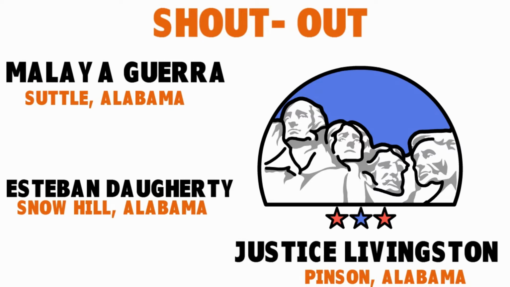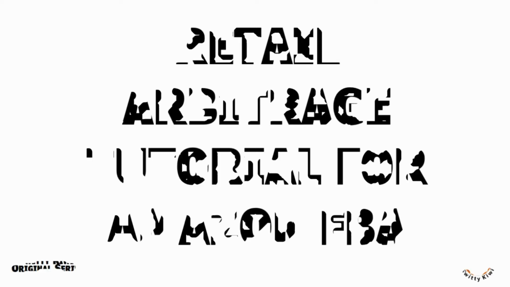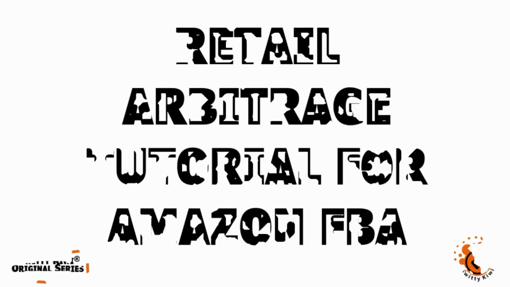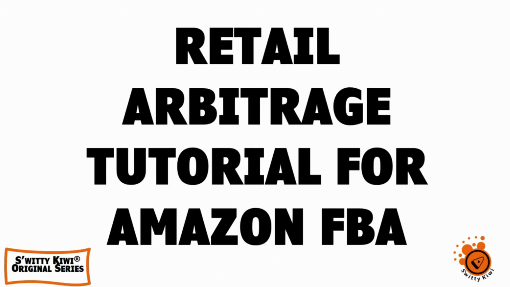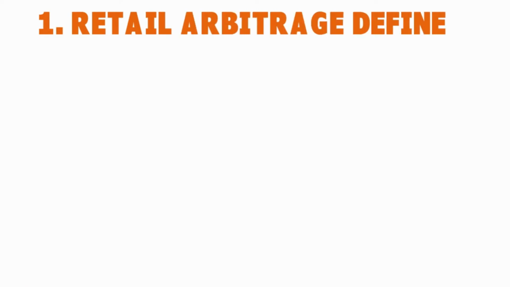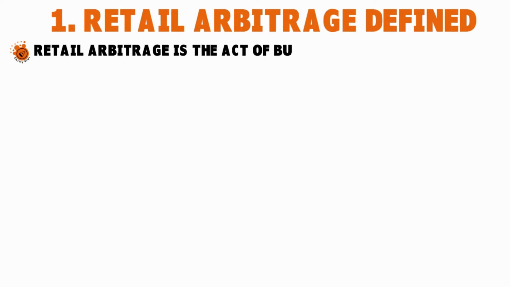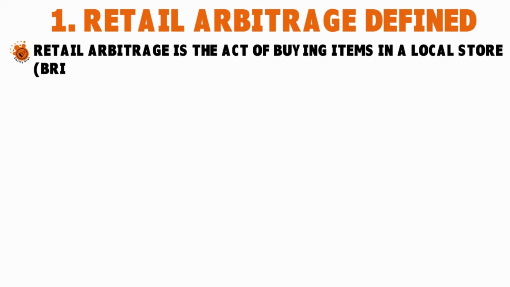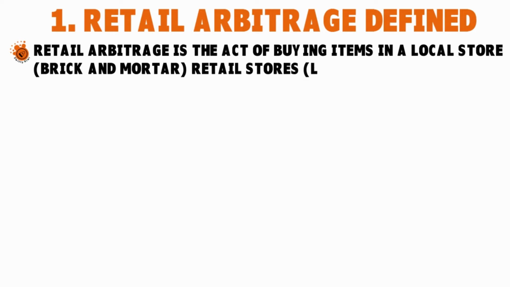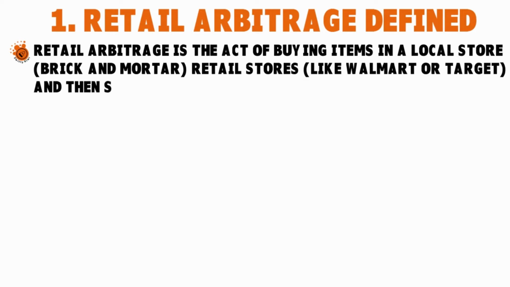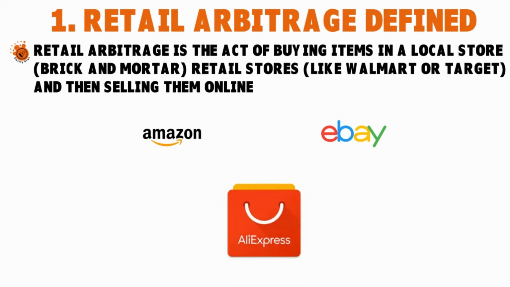Now, today we want to focus on a quick tutorial, not a comprehensive one, but a quick and easy peasy tutorial for retail arbitrage when it comes to Amazon FBA. Let me quickly define what retail arbitrage is. Retail arbitrage, in its simplest form, is the act of buying items in local brick and mortar retail stores, like Target and Walmart, and then selling those products online, typically on eBay, Amazon, or AliExpress for a profit.